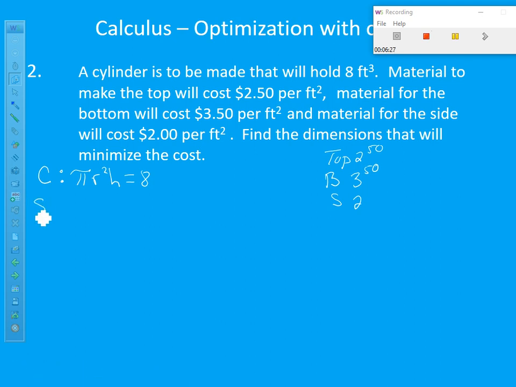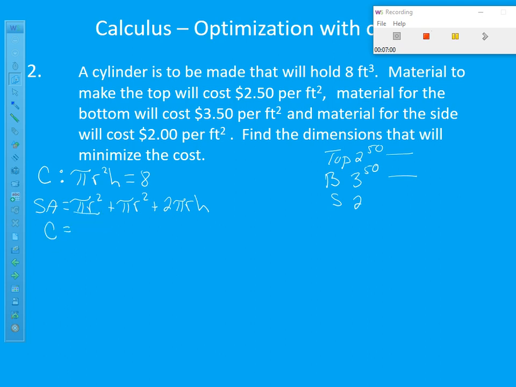So when we go get our surface area, I'm going to leave the top and the bottom split up because they have different prices. So since it's a cylinder, I've got the area of the base, pi r squared, plus the area of the top, another circle, so another pi r squared, plus the side, which is 2 pi r times h. Now, let's turn this to a cost equation.